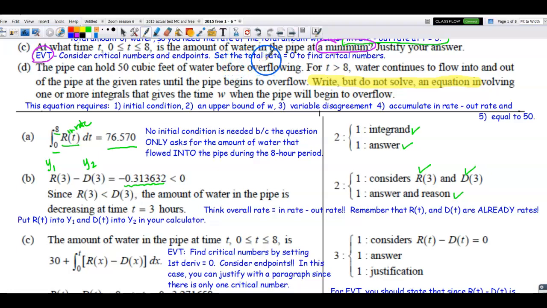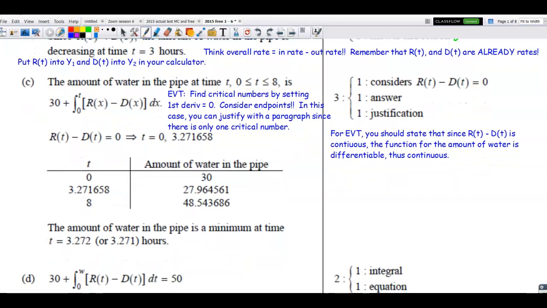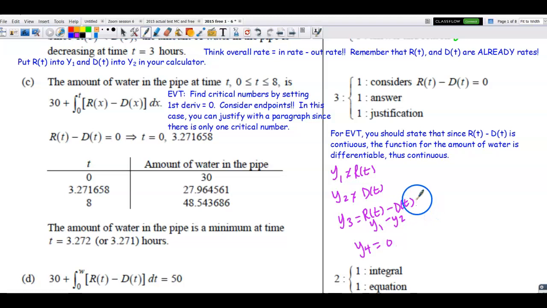So we're going to set the total rate equal to 0 to find the critical numbers, and we'll let the calculator do that work for us. The first thing we're going to do, just like I said earlier, I would have r of t in y1, I would have d of t in y number 2, I would have turned both of those off, and in y number 3 I would now define a new function r of t minus d of t by making the calculator do y1 minus y2, and y4 I would make equal to 0.